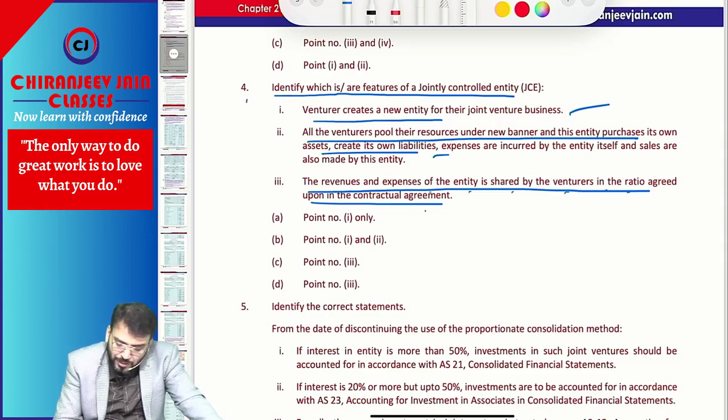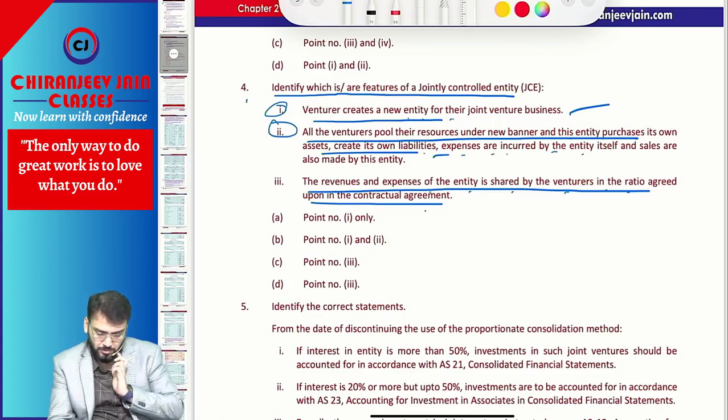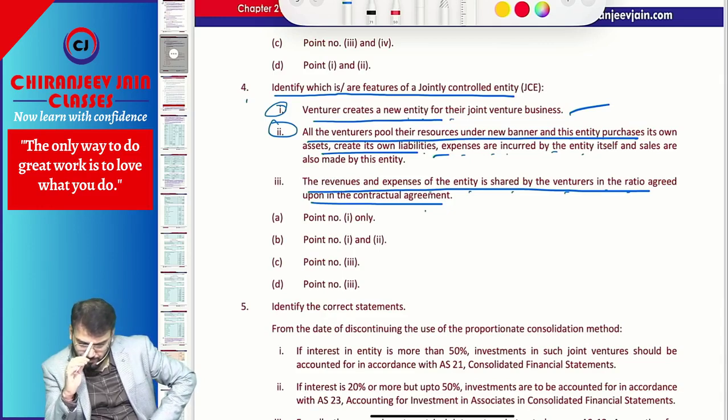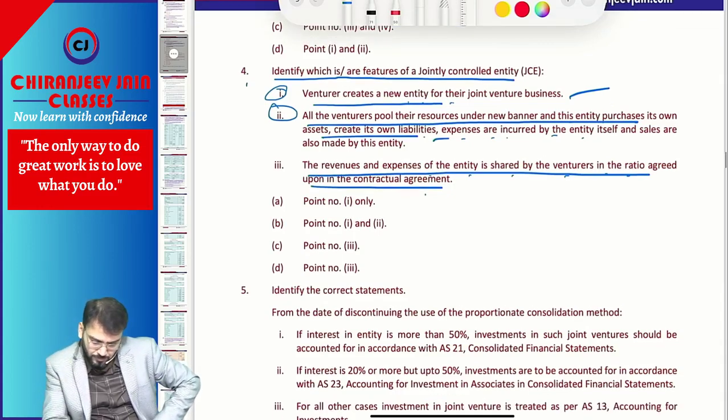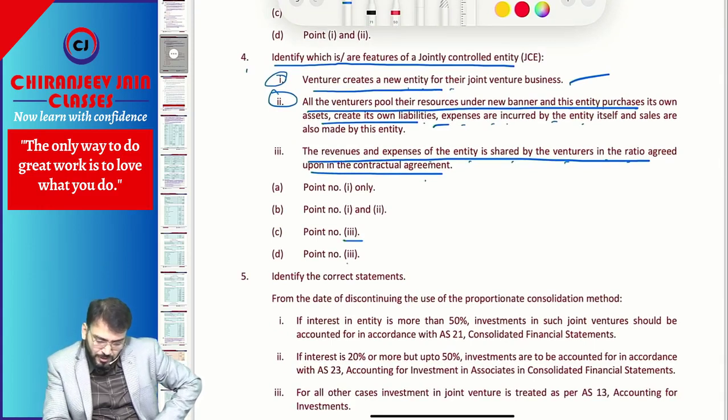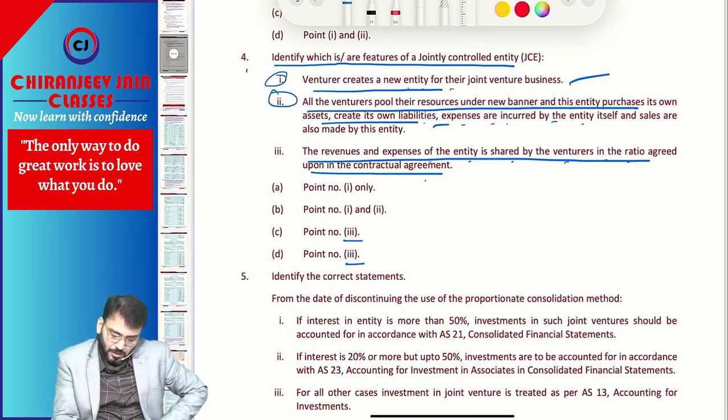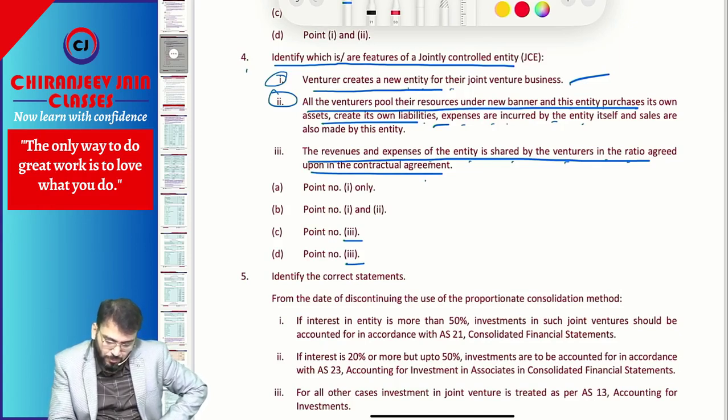Identify which are the features of jointly controlled entity. Venturer creates a new entity for their joint venture business. This is also correct. All the venturers pool their resources under a new banner and this entity purchases its own asset, creates its own liability, expenses are incurred by the entity itself. Is this also correct? Arre, all are correct na? Achha, this is given point number 3. This is also point number 3. Both are point number 3 na?